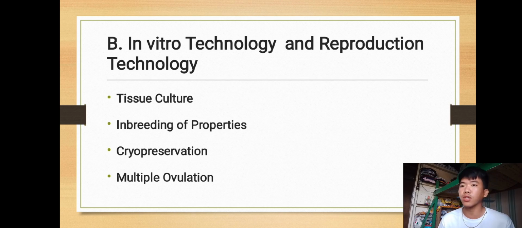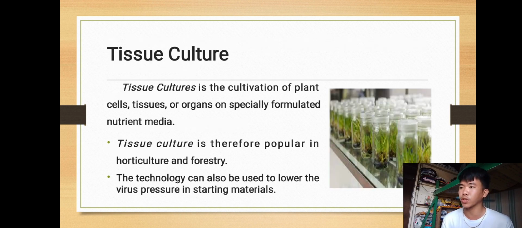Next is the in vitro technology and reproduction technologies. So this type kay moagi siya og kanang mga tissue, mga relate to tissue cultures. So first is tissue culture and breeding of properties, cryopreservations, and multiple ovulation. First is tissue culture. Tissue culture is the cultivation of plant cell tissues or organs on especially formulated nutrient media. Tissue culture is therefore popular in horticulture and forestry. The technology can also be used to lower the virus pressures in starting materials.